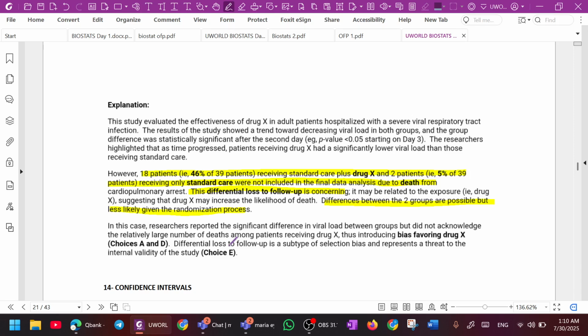Yes. And then the decreasing trend in viral load in both groups. Yes, there is less virus in both groups, so both groups are going down. So how is that making the study not good? I mean, that means the study is good because both groups are going down. This doesn't bother the validity of the study.